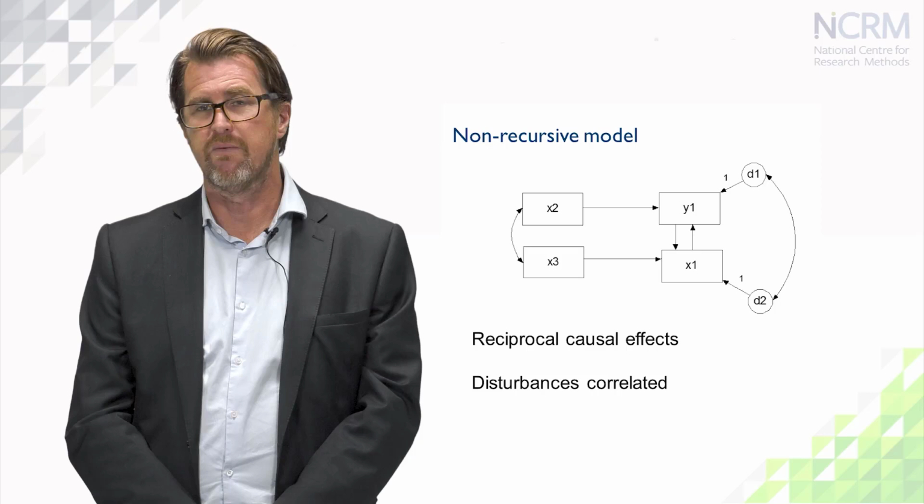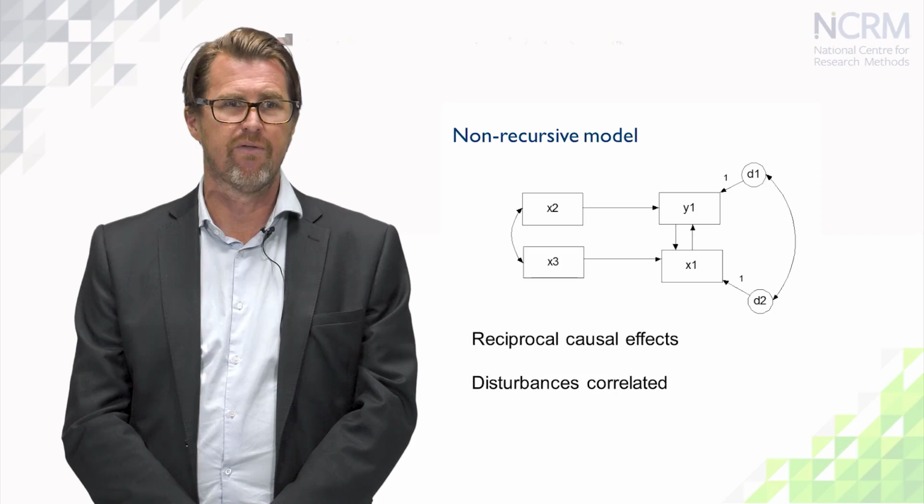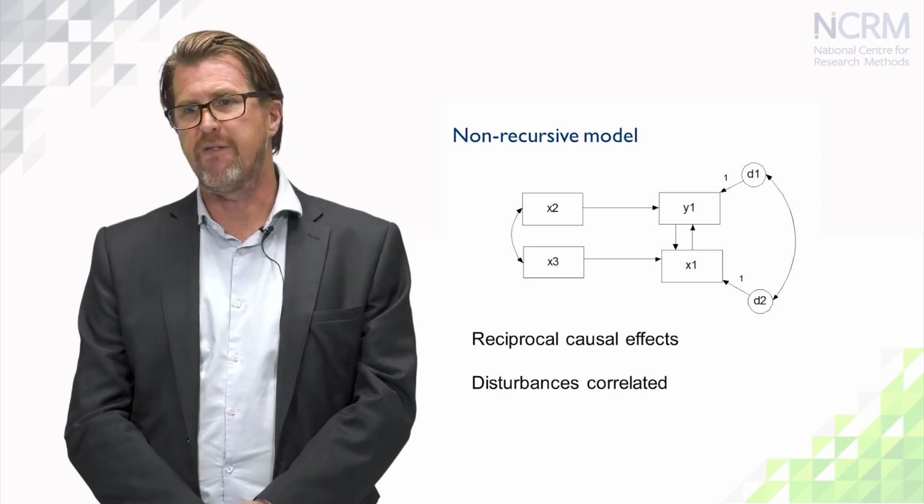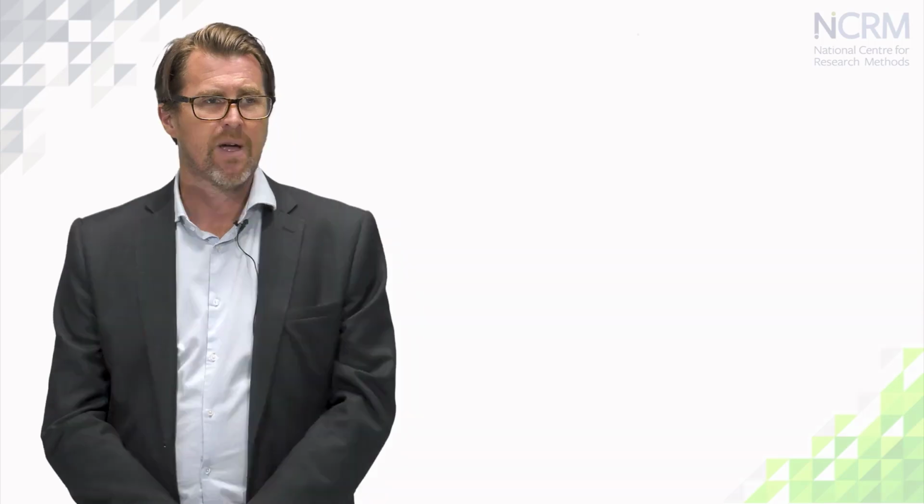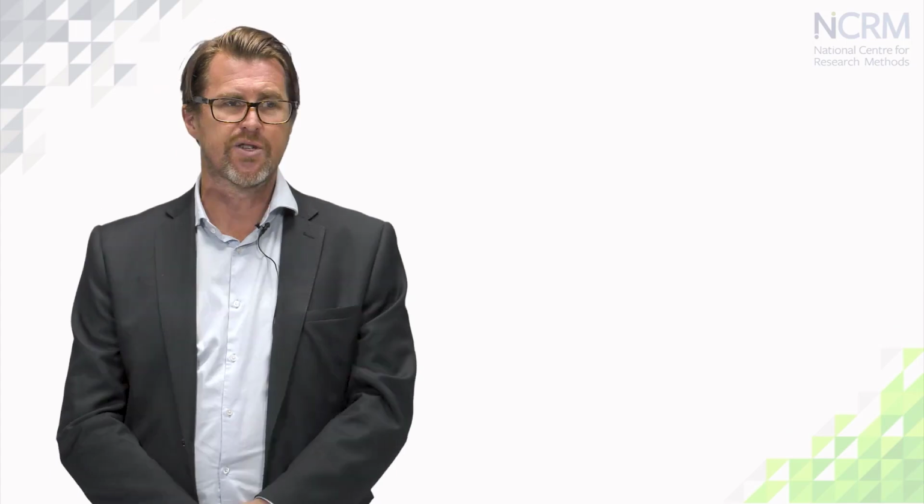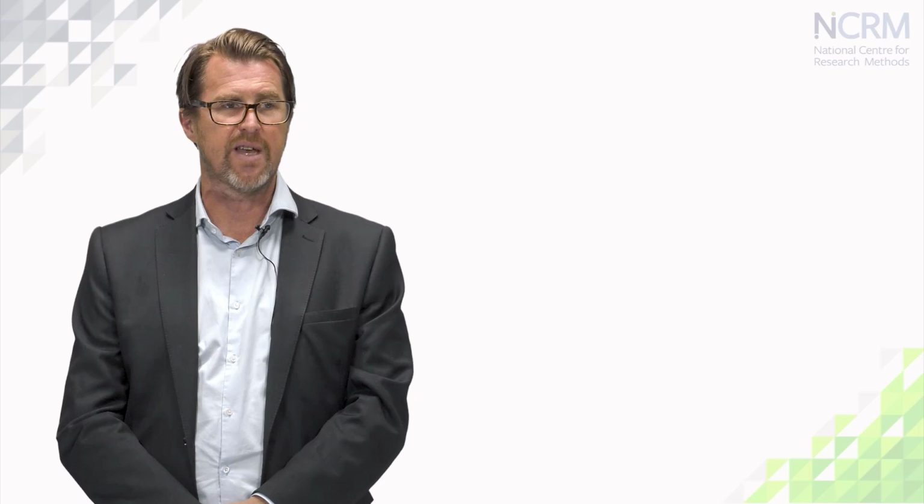We can think, for example, of economic perceptions. The more people perceive that the economy is doing well, the more that they will support the government, and the more that people support the government, the more that they may think that the economy is doing well. So there are many examples where we would want to estimate this type of equation. And we also see here that we have a correlation between the two disturbance terms, the errors in those structural equations. And that's indeed implied by the fact that we have this reciprocal causal effect between y1 and x1, which means that the disturbances must be correlated.